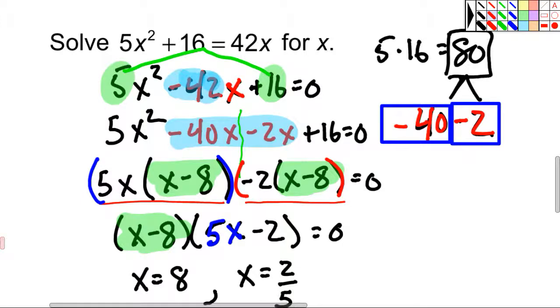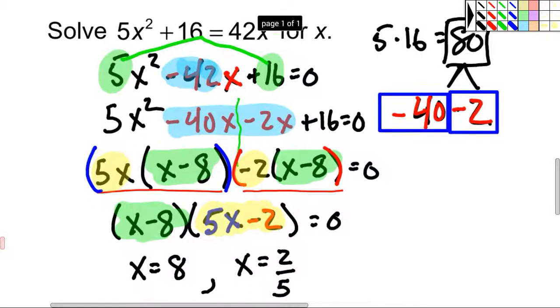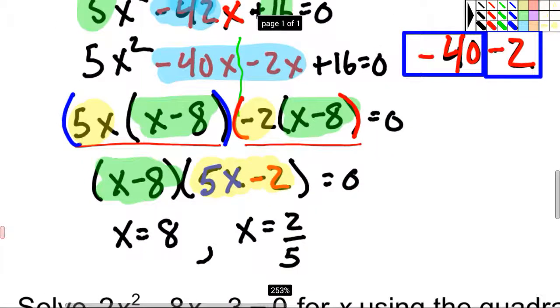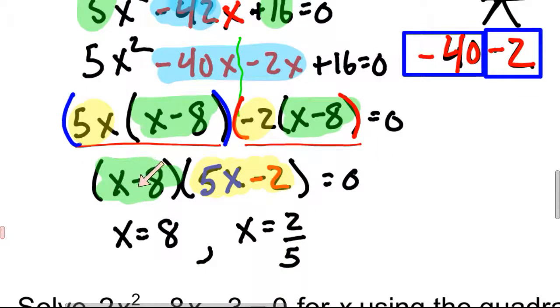And that would be a negative 2. Okay? So really all you're doing is taking the thing that repeats itself, that goes out front, and then you multiply it by whatever these two things are. That's where this came from right here: 5x minus 2.